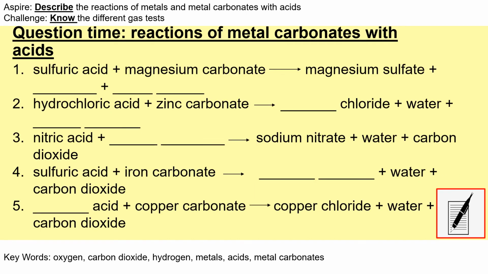So now let's have a go at some examples. We have here sulfuric acid plus magnesium carbonate will give us magnesium sulfate plus blank blank. Question number 2, hydrochloric acid plus zinc carbonate will give us something chloride plus water plus blank blank. Question 3, nitric acid plus blank blank will give us sodium nitrate plus water plus carbon dioxide. Question 4, sulfuric acid plus iron carbonate will give us blank blank plus water plus carbon dioxide.